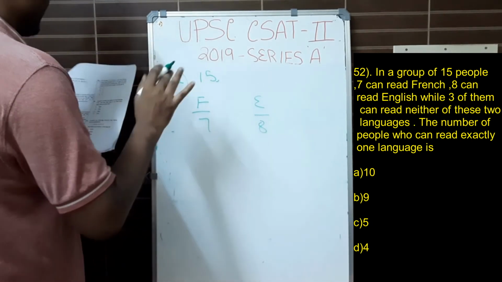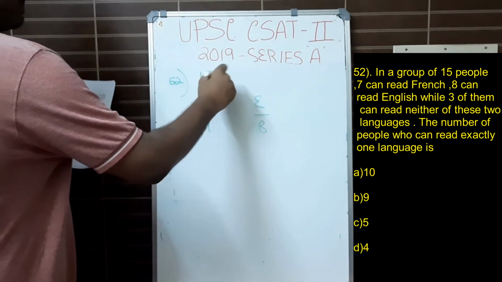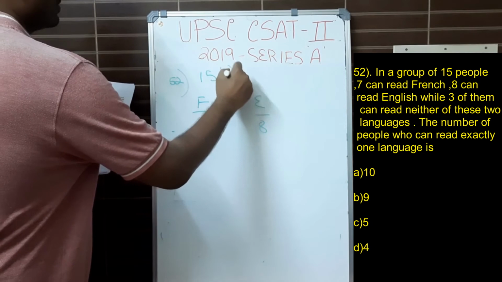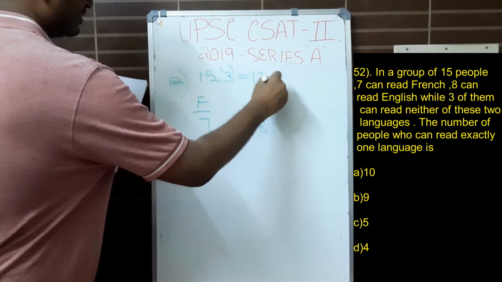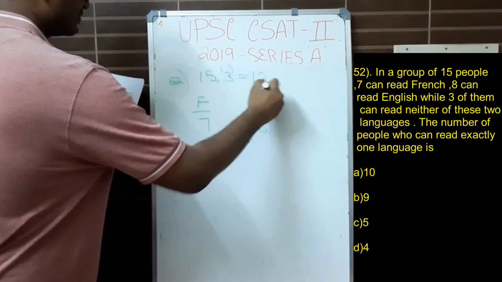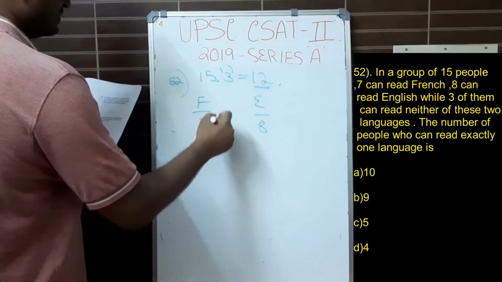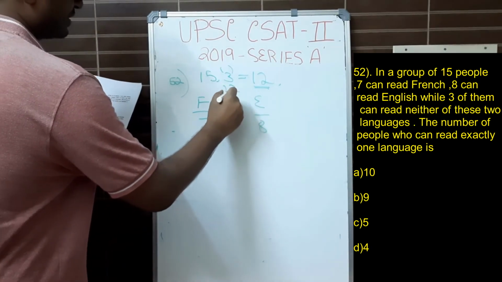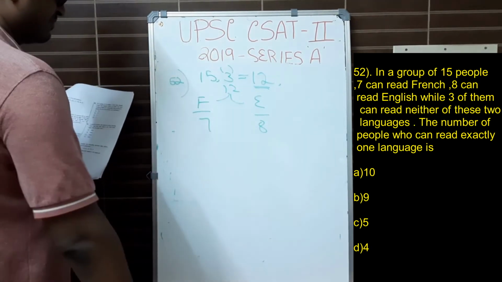So it's again to confuse you. This is very important part. 15 people are there, 3 can do no work, so you can say they are useless for our purposes. So we'll focus only on this 12. Okay, so this 12 is distributed among French and English.